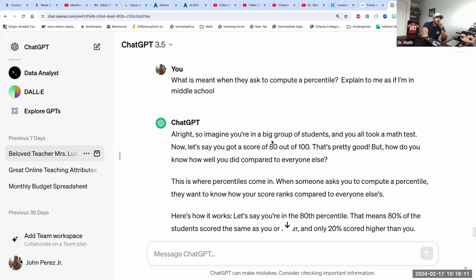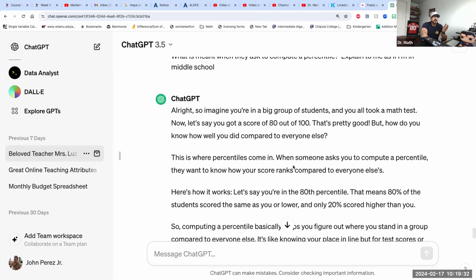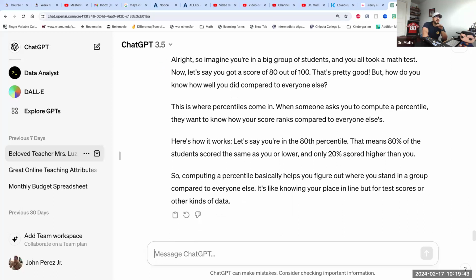So here it is. All right, so imagine you're in a big group of students and you all took a math test. Now let's say you got a score of 80 out of 100. That's pretty good. But how well did you compare to everyone else? That's the big question that we often want to know, because there's so many tests that you're going to take in life where you're comparing yourself to the others, right? Maybe it's for a job. So this is where percentiles come in. When someone asks you to compute the percentile, they want to know how your score ranks compared to everyone else's.